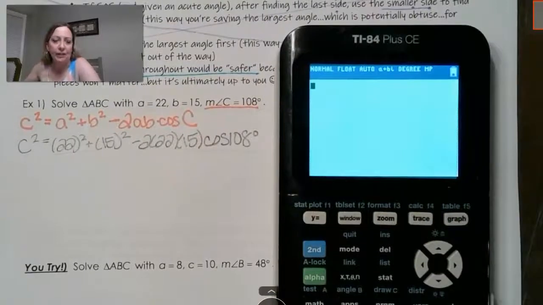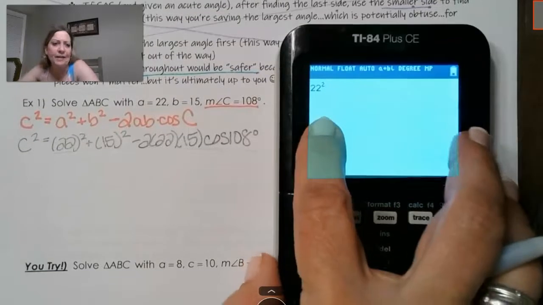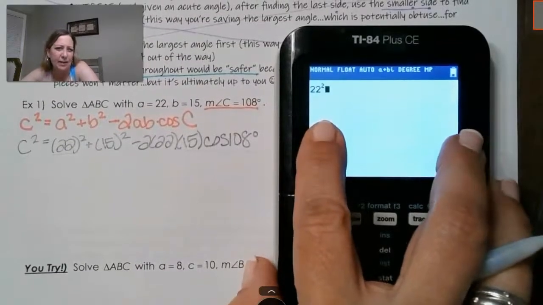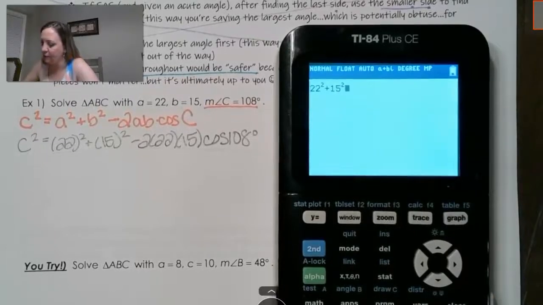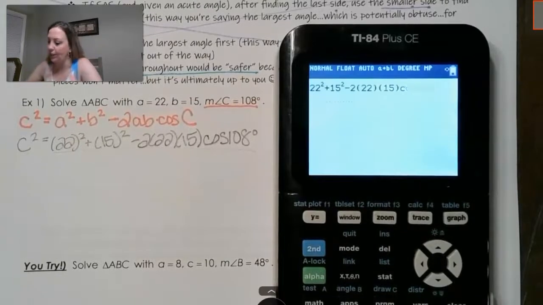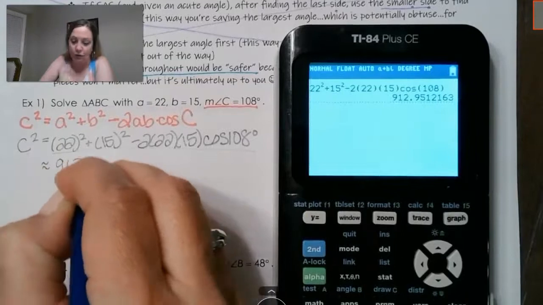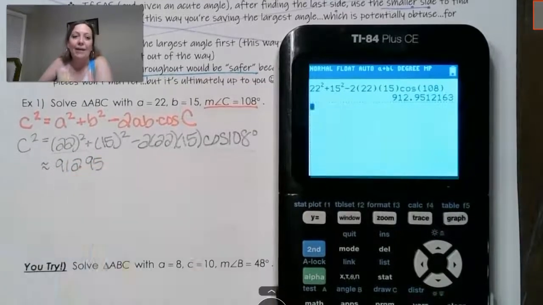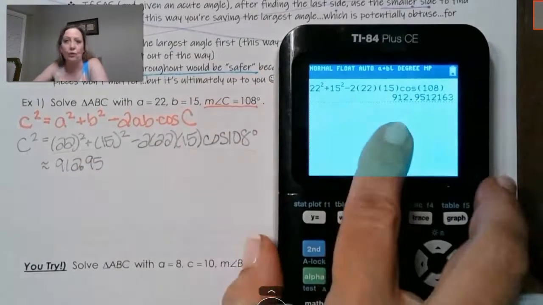Sorry about the blue rectangle, as we're gonna just punch that in. So 22 squared, and because my numbers that I'm squaring aren't negative, I'm just not gonna put the parentheses in, okay? If they're negative, we would need the parentheses around those. But 22 squared plus 15 squared minus 2 times 22 times 15 times the cosine of 108. And that gives me about 912.95. Now, even though I'm writing 912.95 down, don't clear your calculator.